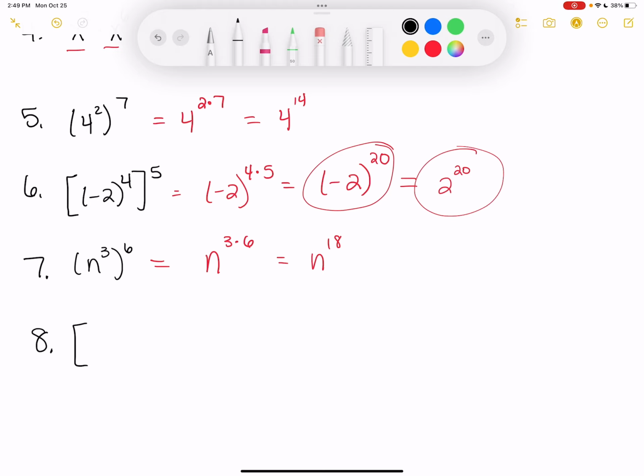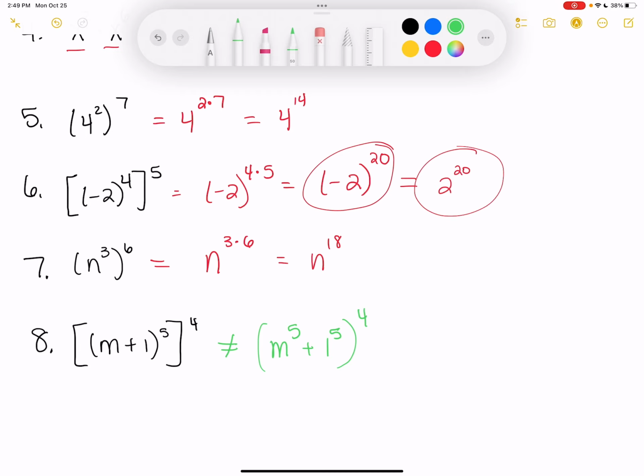All right, the next one, m plus 1 raised to the 5th, and then the whole thing raised to the 4th. Okay. Now, I'm going to pause right here, and I'm going to tell you that a common mistake that I see, okay, I'm going to write it, and then I'm going to get rid of it. Don't actually write what I'm about to write, but I want you to see what a common mistake is. This is not equal to m to the 5th plus 1 to the 5th, all raised to the 4th. Okay? That is not a true statement.